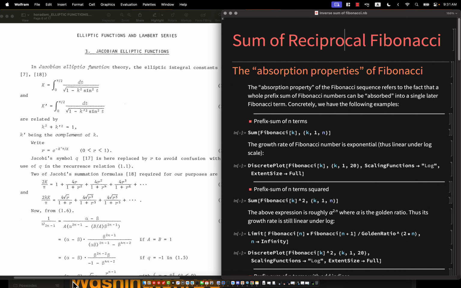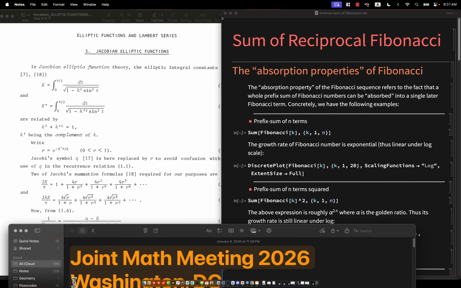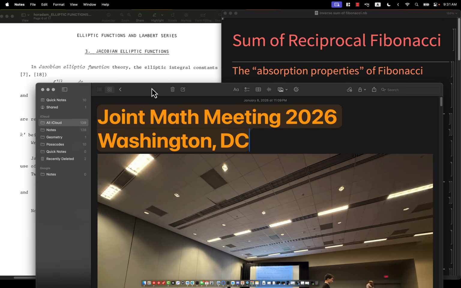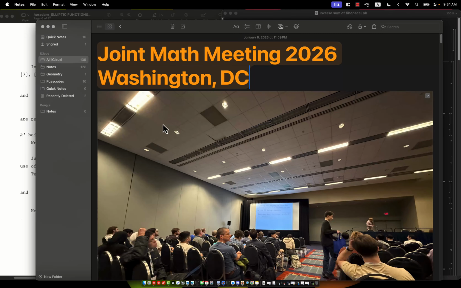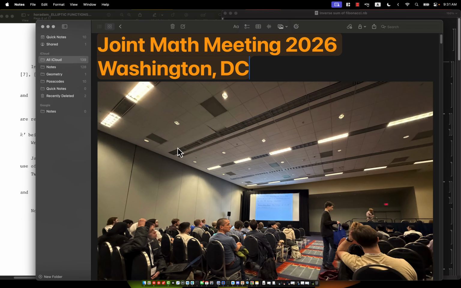And before we start, I'm kind of busy this week with the Joint Math Meeting 2026 in Washington D.C. I'm still on the trip. I can just share some photos I took at the conference. It is quite advanced.